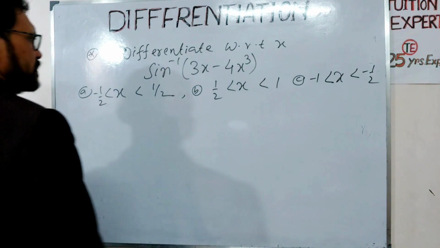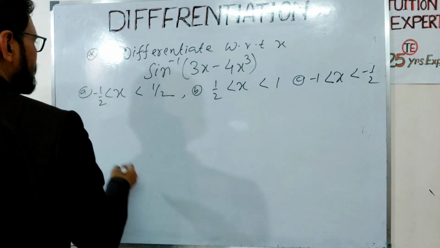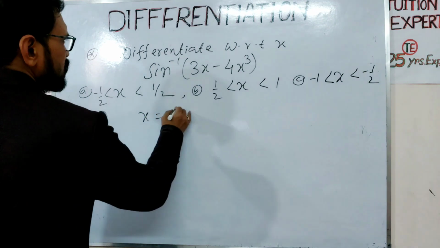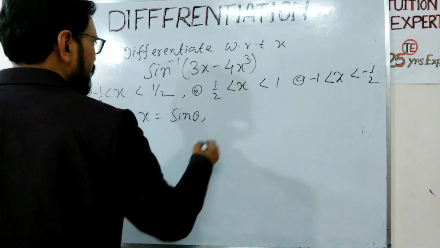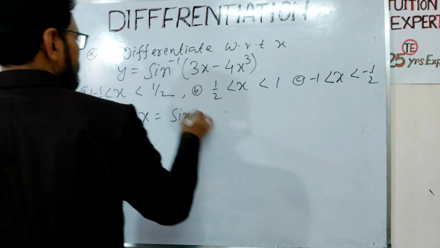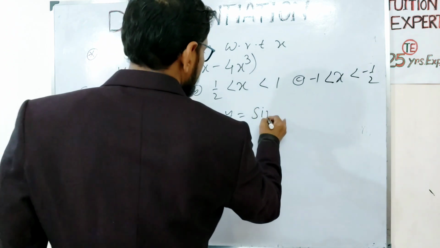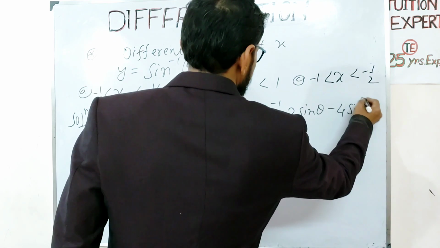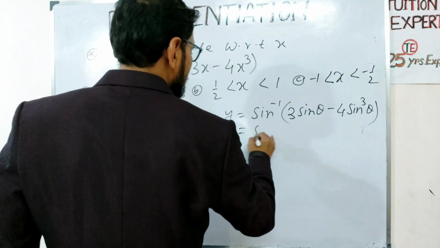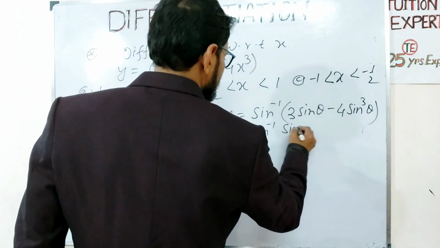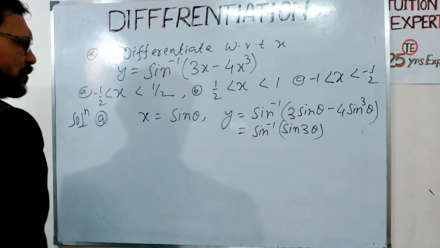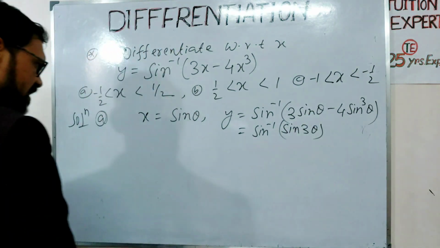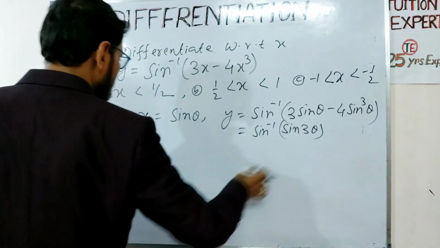Now here obviously we put x equal to sin theta. So solution for A, put x equal to sin theta. Then we get y equal to, let this equal to y, sin inverse of 3 sin theta minus 4 sin cube theta, which is equal to sin inverse sin 3 theta, which is equal to, check the principal value of sin inverse x. Now we have to check the angle 3 theta.